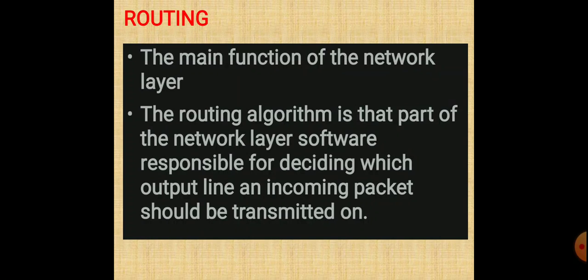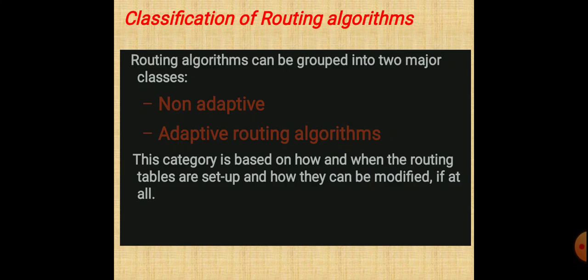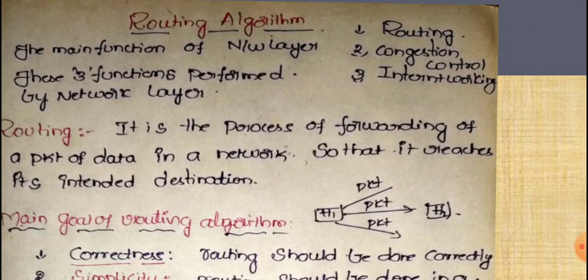For every routing, different sets of properties are present. Based on these properties only, the routing has to take place. So what are the properties? We're going to see now. Here I'm going to show some important things. Just have a look.